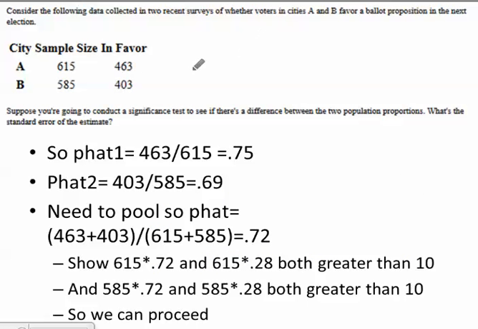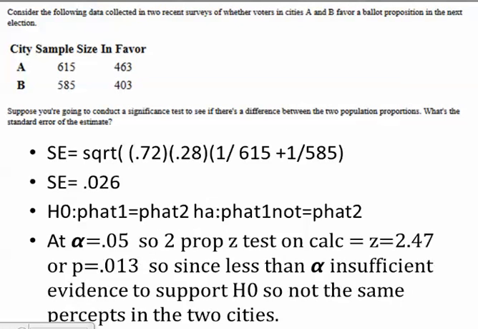Using the same information, p1 hat is 463 divided by 615, and 403 divided by 585 is p2 hat, which is 0.69. To pool them, you add the 463 and the 403 together and divide by 615 plus 585, and we get 0.72. That's kind of halfway in between the two of them. That's the way you pool them together. We need to show that 0.72 times both the sample sizes is greater than 10, and it is, so it's not going to be any problem. We'll proceed on.